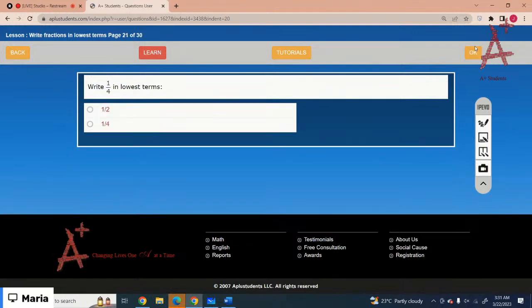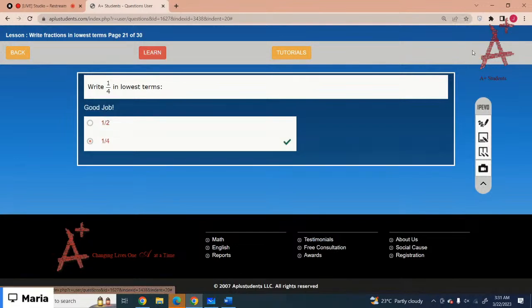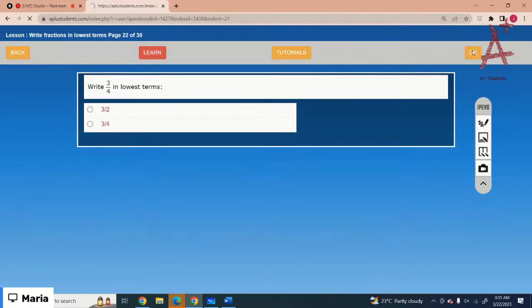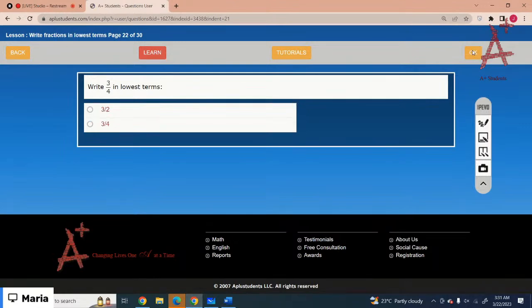Okay, write 1 by 4 in the lowest term. So which is the correct option? Yes, 1 over 4. It is already in the lowest term. Got it? Write 3 by 4 in the lowest terms, which is the correct option. Yes, 3 by 4 is already in the lowest term. Got it? So it would be 3 over 4.